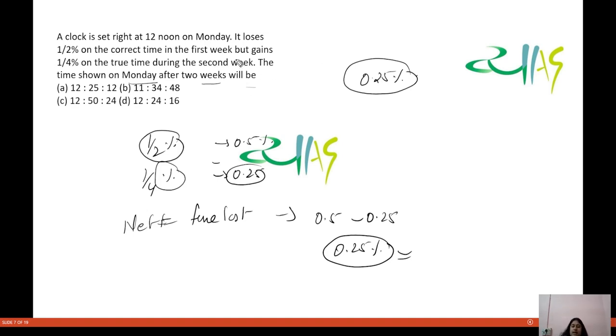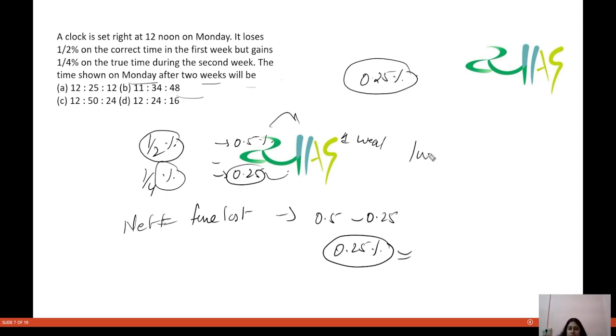So 0.25% of the time is lost. In 2 weeks, 0.5% of the time is lost. And it is asking the time shown on Monday after 2 weeks. So how much time is lost? We will take 1 week only, because 0.5% is lost and 0.25% is gained. So net is 0.25% of the time lost in a week.